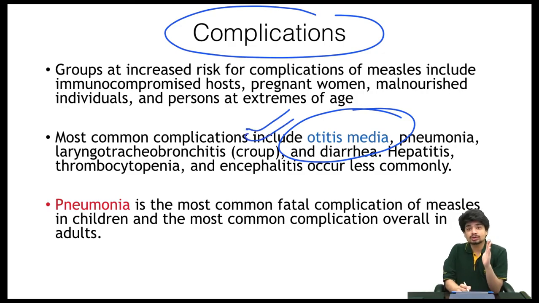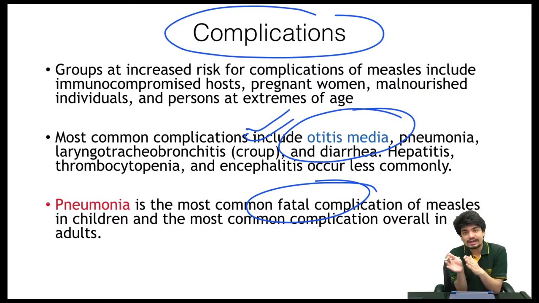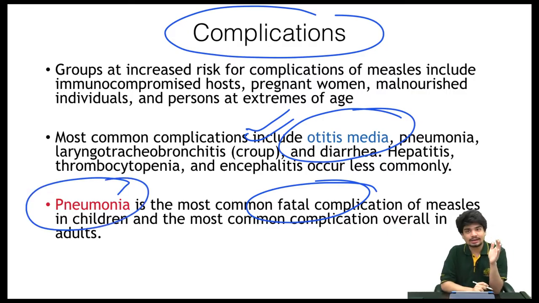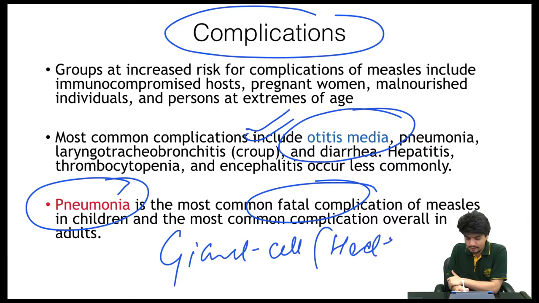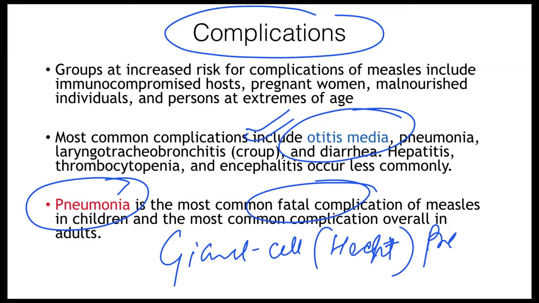However, which is the most common fatal complication? You can actually die from measles, not exactly from measles per se, but from the complications that occur because of measles. The most common fatal complication is pneumonia, superadded bacterial pneumonia. Measles by itself can cause a viral pneumonia-like picture which is known as giant cell or Hecht pneumonia.